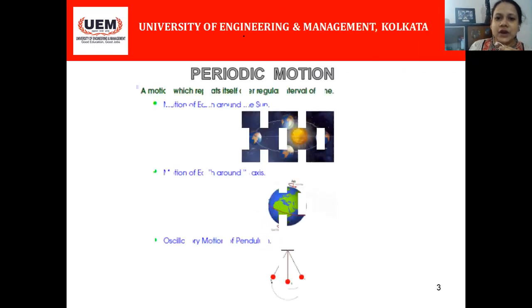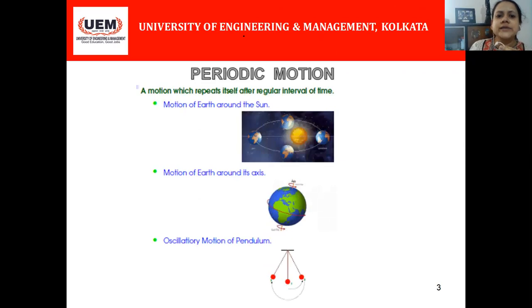So, as we all know, periodic motion is a motion which repeats itself after regular interval of time. So periodic motion gets repeated after regular interval of time. And here I have put forward for you various examples of periodic motion. One such periodic motion is the motion of our Earth around the Sun. The revolution of the Earth around the Sun is an example of periodic motion.